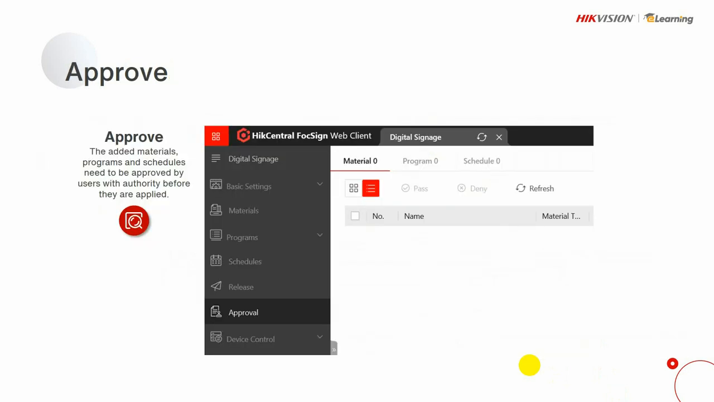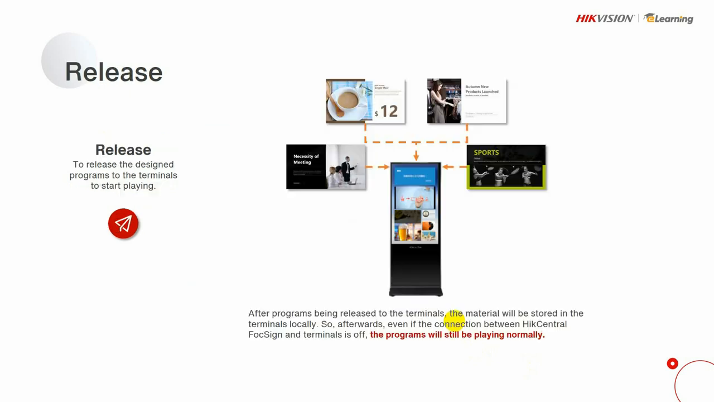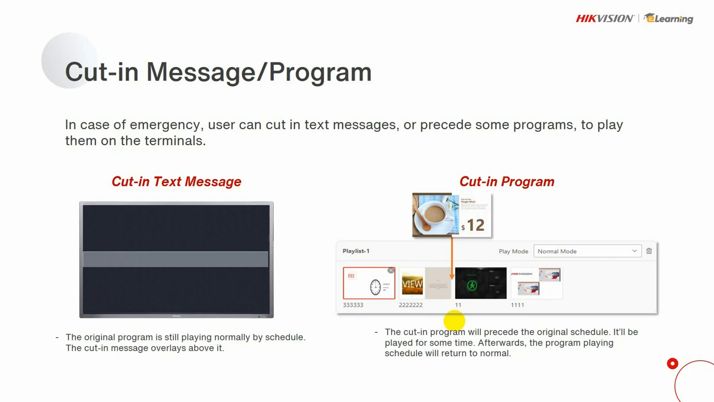And the last step should be approved. If you are not the administrator account, if you are just a user, you need to be approved by the administrator. Alright? So if you are just a normal user, after you have been approved by your administrator, you can release the program. So the program will still be playing normally, even if the connection between the HikCentral FocSign and terminals is off. Alright? And then is the cutting message or program, like I said at the beginning.